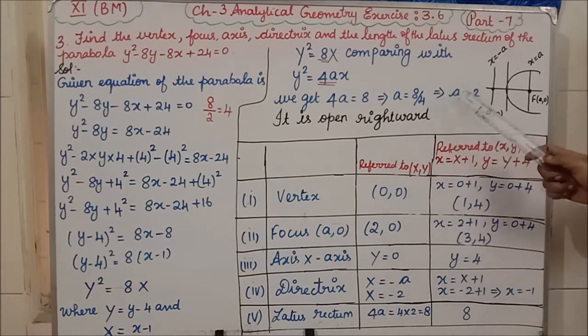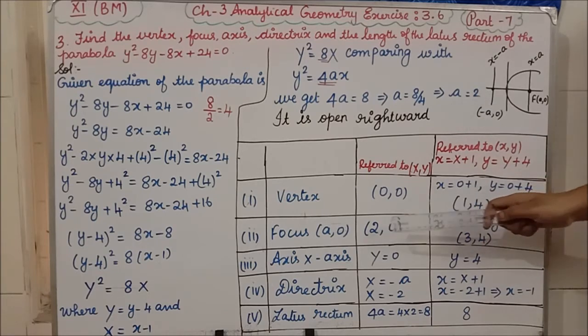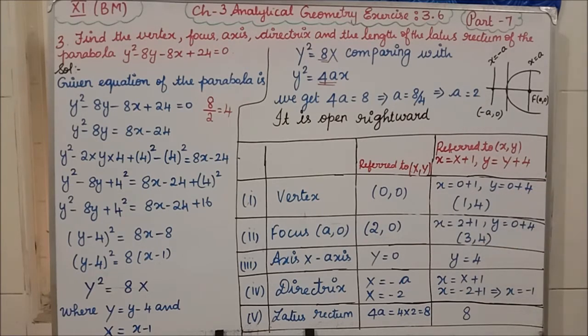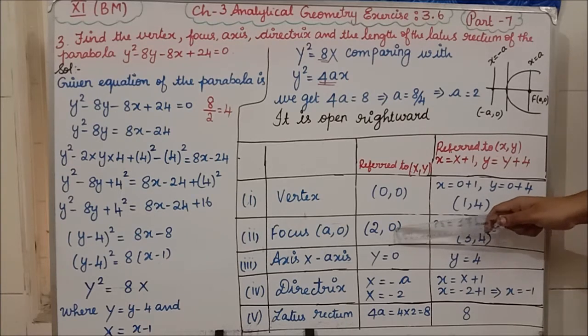Okay, we know the a value. a is 2. So (2, 0) is the focus, referred to capital X and capital Y. To find small x and small y, small x is equal to capital X plus 1, which is 2 plus 1, and small y is equal to capital Y plus 4, which is 0 plus 4. So 2 plus 1 is 3, 0 plus 4 is 4. So (3, 4) is the focus for small x comma y. Clear, students, all of you?